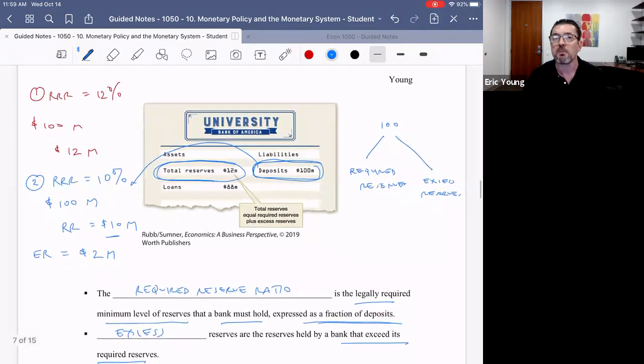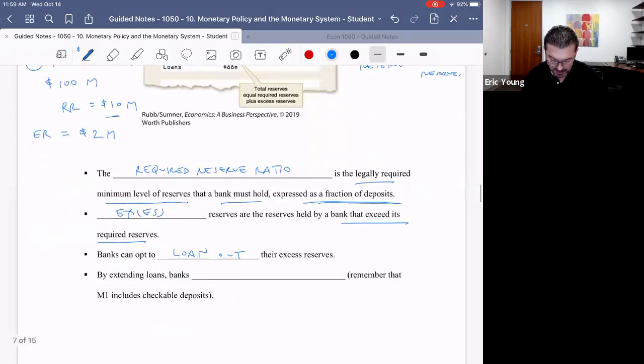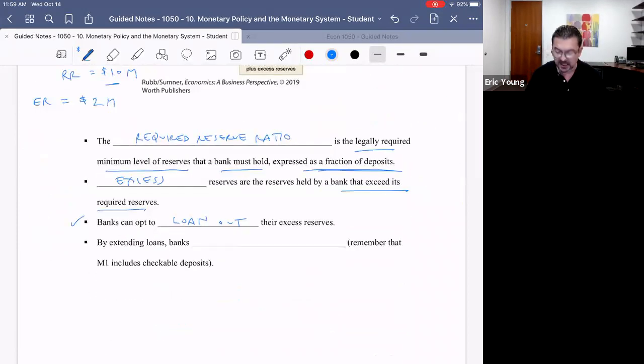So you can see right away intuitively that the required reserve ratio is going to be an important number that gives a bank a sense of how much of their cash they have to hold and how much they can loan. Because you remember that reserves are broken into required and excess. And as we've said here, banks can opt to loan out their excess reserves. Now you say, okay, but why is this so important?